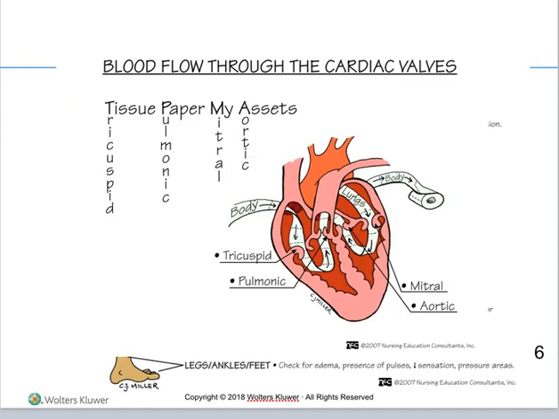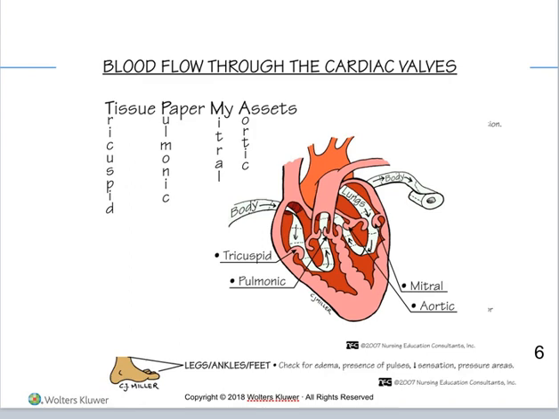And so this is just a bigger picture of how the blood flows through the heart, and then it breaks it down pretty simply to what goes to the body, what goes to lungs, and what goes back out to the body. And then it also ties in the fact that for adequate perfusion, we also need to be assessing the legs, ankles, and feet.